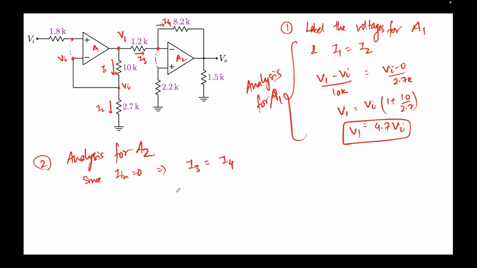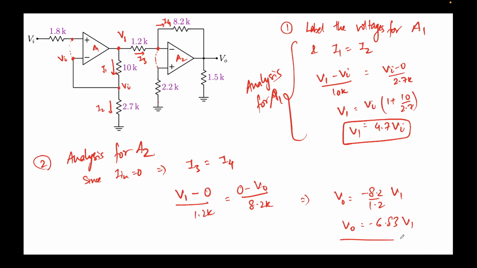So what is I3? I can write it as V1 minus, what is this potential? This potential is 0, this is grounded. So V1 minus 0 over 1.2k. This will be equal to 0 minus V0 over 8.2k. This will give me V0 equal to minus 8.2 over 1.2 times V1. Let's see what this comes out to be. 8.2 over 1.2 comes out to be 6.83, so V0 is minus 6.83 V1.